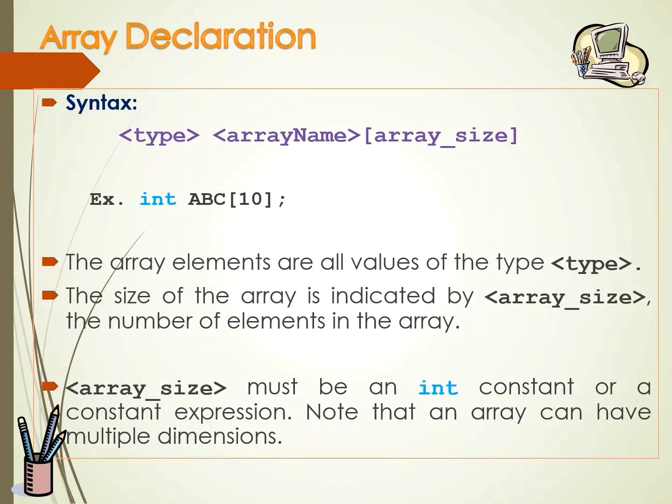Let us declare an array. Here is the syntax: type, array name, array size. Example, int abc[10]. So here we are creating an array by the name abc where we can store 10 integer values. Hence the declaration statement must be int abc[10]. Int refers to the type of the array, abc is the name of the array, and 10 is the number of values that this particular array can store.